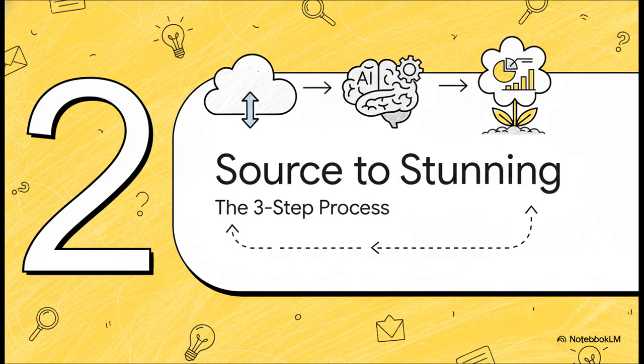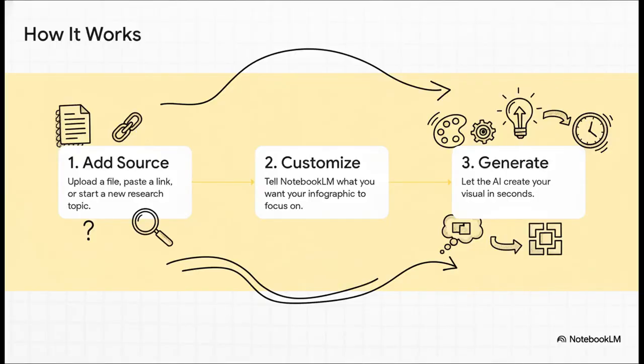Okay, so how does this magic actually work? Well, the best part is just how simple it is. We're talking about a super straightforward, three-step process that literally anyone can do. Seriously, it's as easy as it looks. Step 1, you give it your source material. Upload a file, paste in a link, you name it. Step 2, you tell it what you want it to focus on. Guide it a little. And step 3, you just click Generate, and the AI does all the heavy lifting for you. The whole thing is over in seconds.